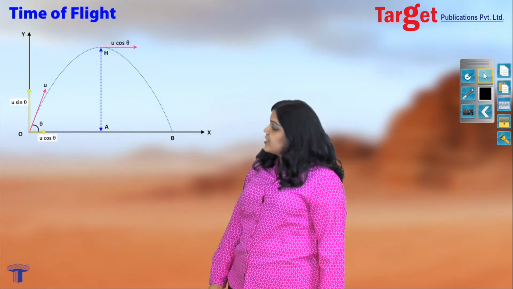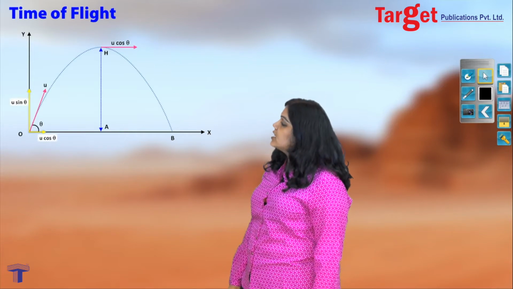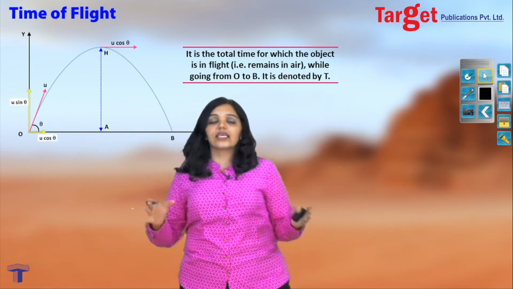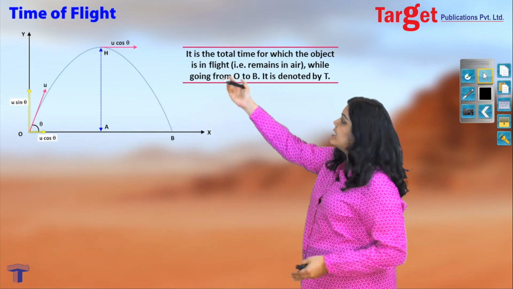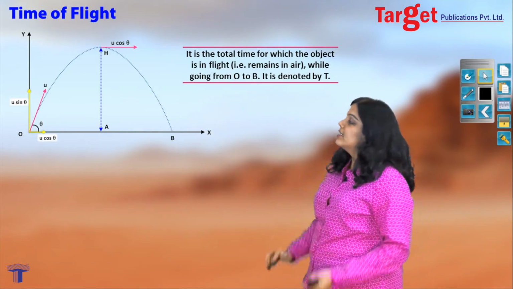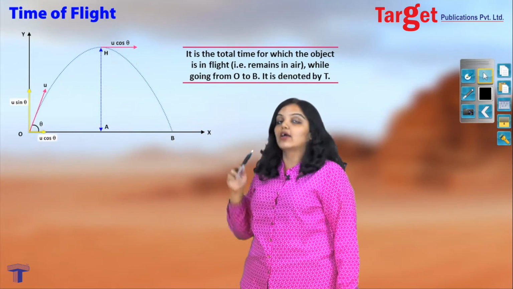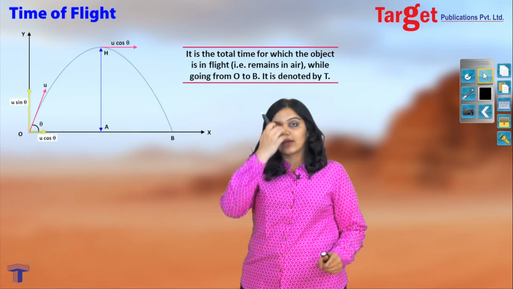Now if I want to find out what is time of flight, first I want to see what exactly is the time of flight. Time of flight is nothing but the time for which the object remains in flight, that is in air. That means the time from the point of projection to the time it comes back on the ground. This is known as the time of flight.